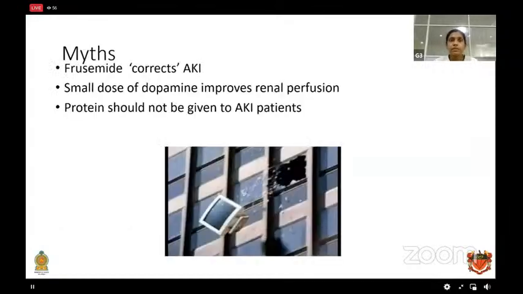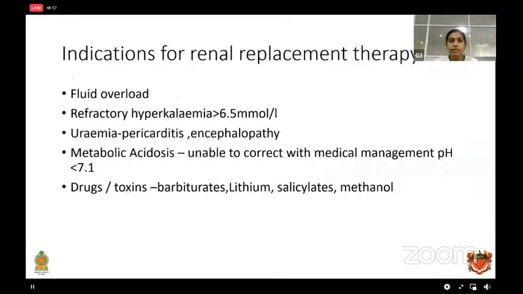So there are some myths, like furosemide corrects AKI. If there's a fluid overload, you can use it. But not all the patients with AKI, no urine output, you are not going to load with furosemide. And dopamine improves AKI, so it is also again another myth. And protein, you have to give adequate protein, not high protein diet, but adequate protein. So those all are myths. So you take all those things out of your brain and start your internship, right?